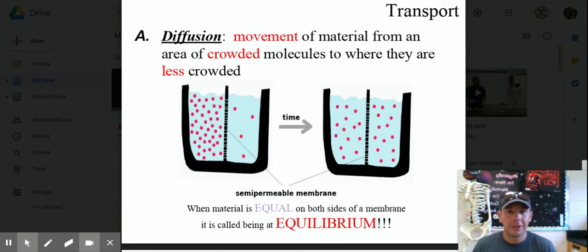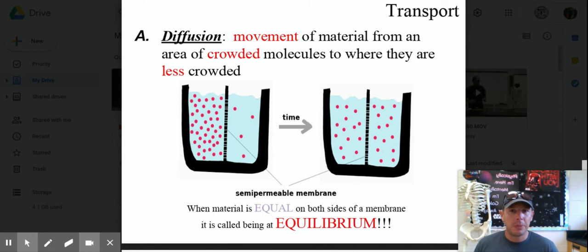Diffusion is the movement of a material from one area that's really crowded to another area that's less crowded. It's kind of like if everybody was in the classroom right now and I packed everybody into the corner really, really tight. It's uncomfortable. You don't like it. You don't want to be elbow to elbow with people. They sweat, they smell, it's gross. You want to spread out along the classroom as much as you can.